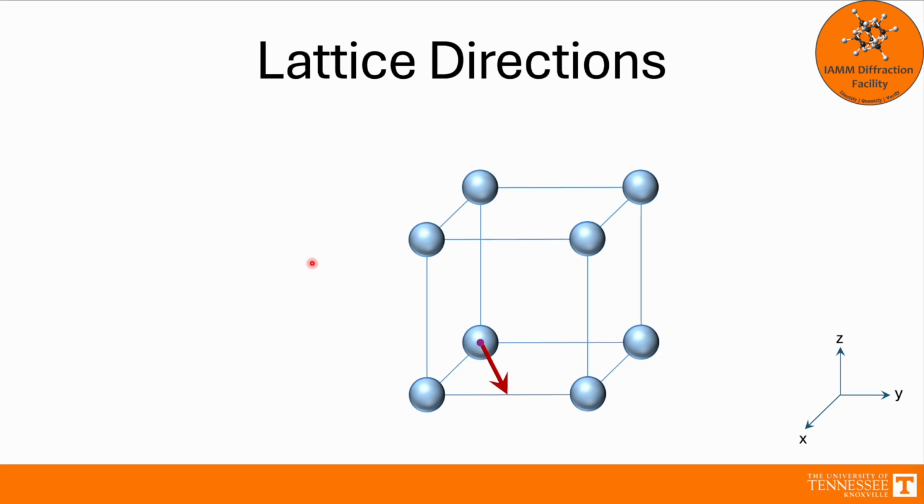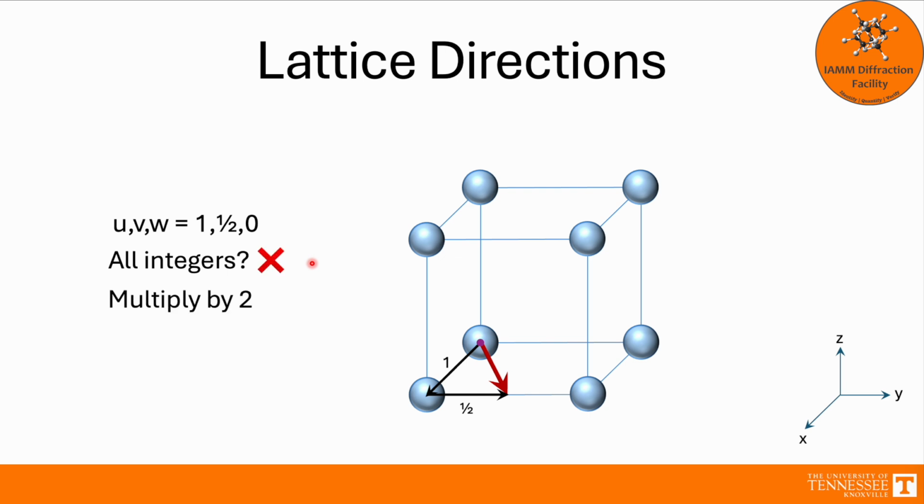Let's bring the origin back to what I prefer it to be, and then look at this new direction. To get to the end of the direction, we have to move one atomic spacing in X, half in Y, and 0 in Z. So that gives us UVW coordinates of 1, 1/2, and 0. Are they all integers? Well, no, we have a fraction in there, so we need to multiply by 2 to get 2, 1, 0. Are these the smallest common integers? They are, so this is the [2 1 0] direction.